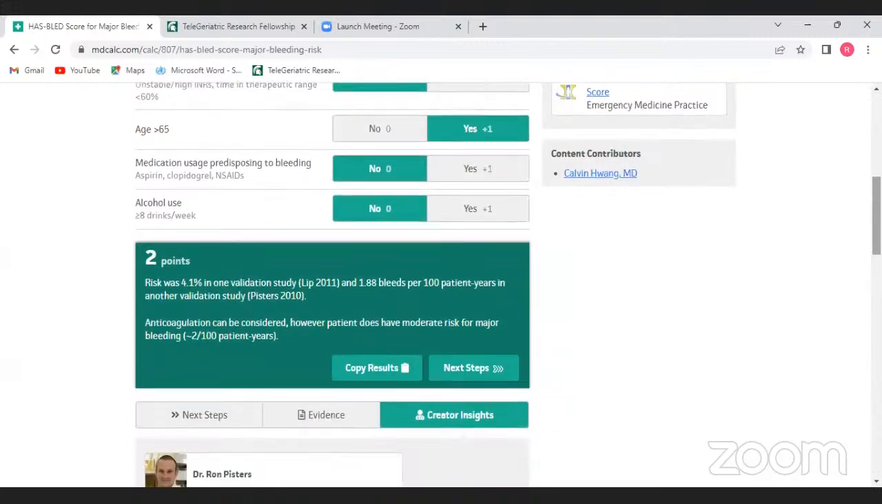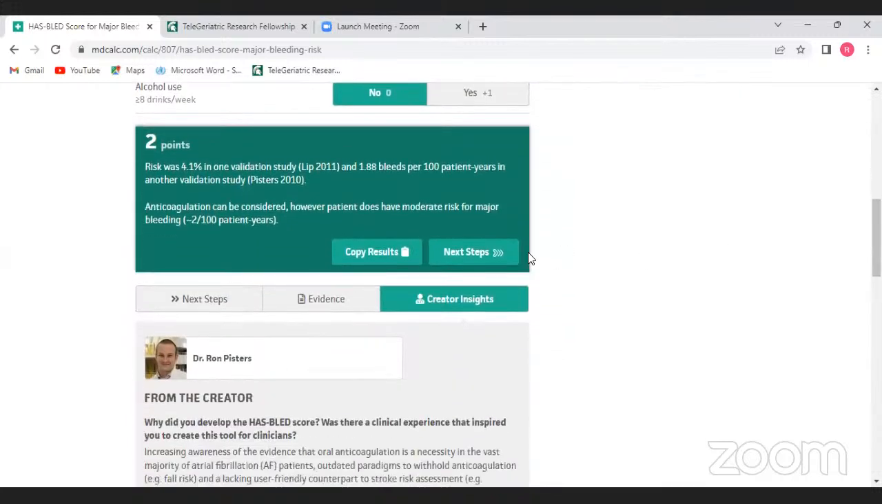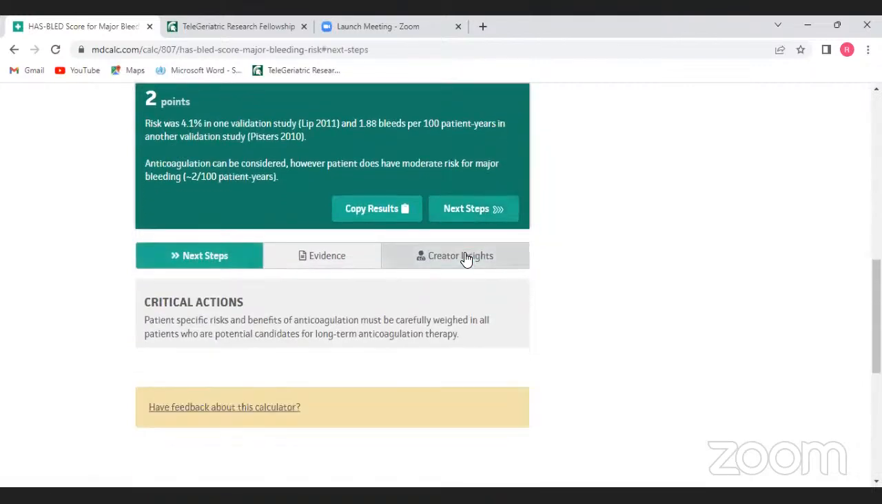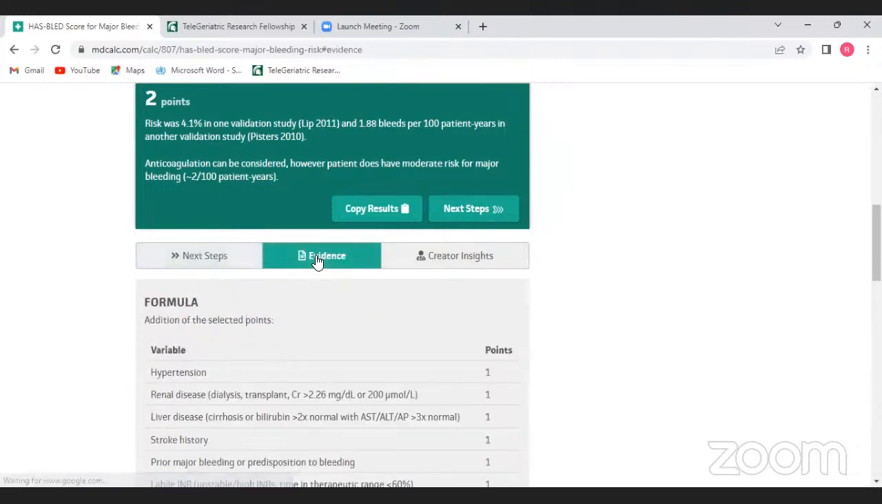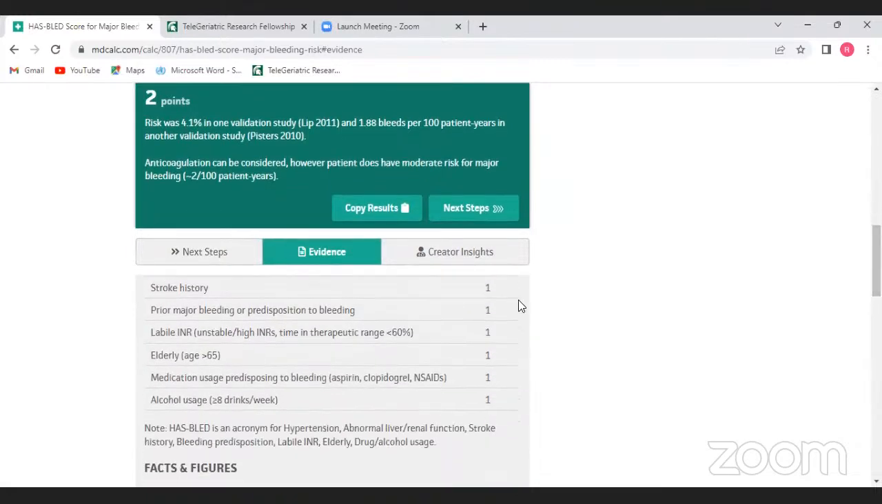So what's the next step? Patient-specific risks and benefits of anticoagulation must be carefully weighed in all patients who are potential candidates for long-term anticoagulation therapy. Here on the page, we have the evidence. It shows the different variables and the score for that.